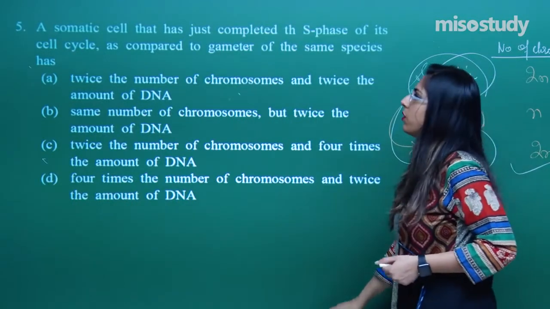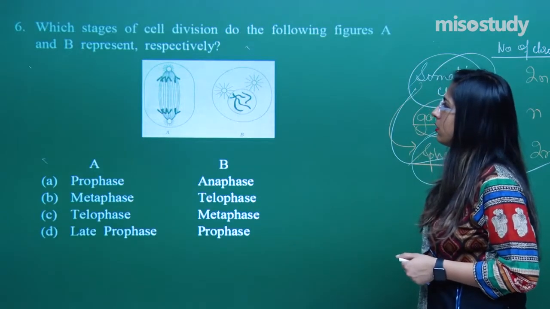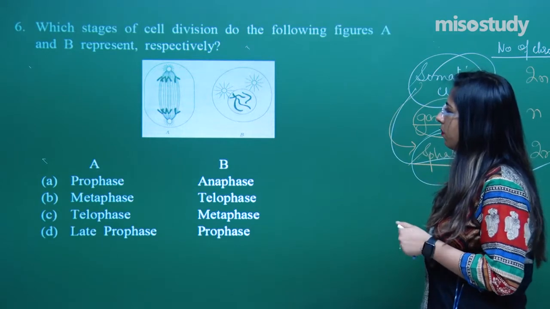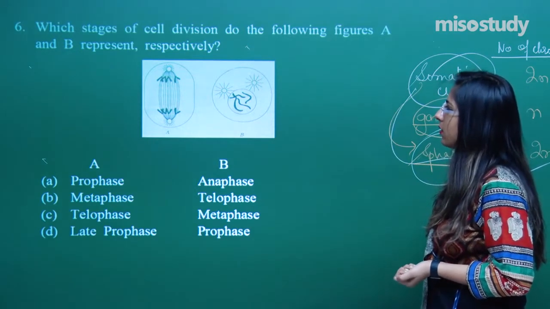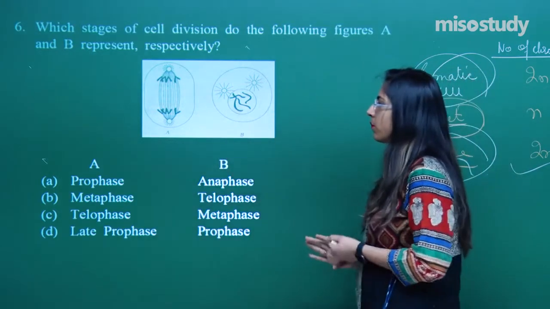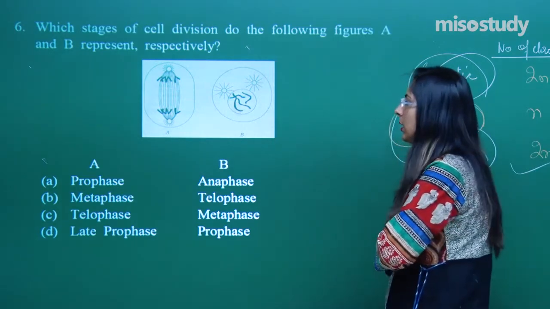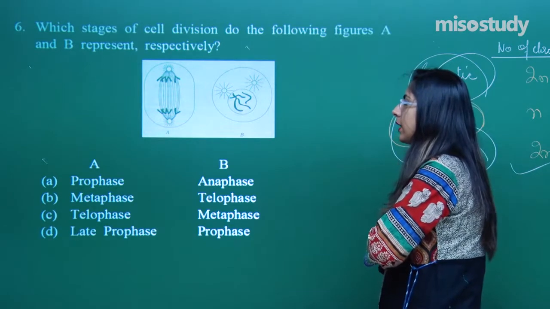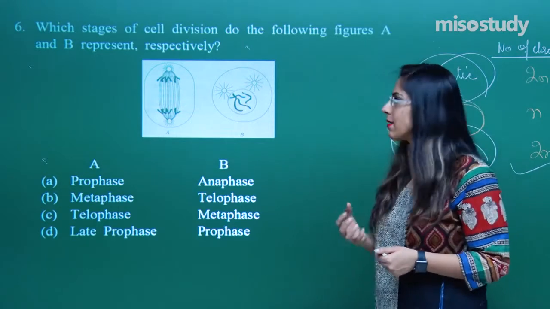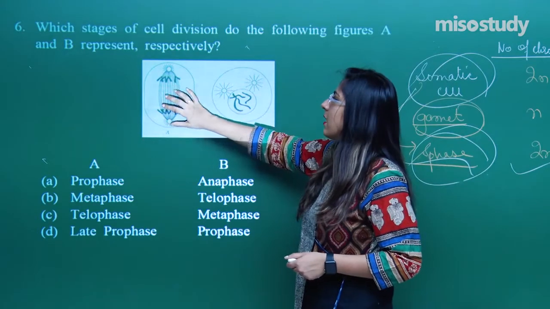Let's discuss the next question, question number 6. Now, this is also one of the interesting questions, so that you can clearly understand what these stages are. From these figures, I can easily notice that two things are happening. In the first, the chromosomes are trying to move towards the opposite pole. That means this is a region for anaphase. They are moving towards the opposite pole, so this is an anaphase.